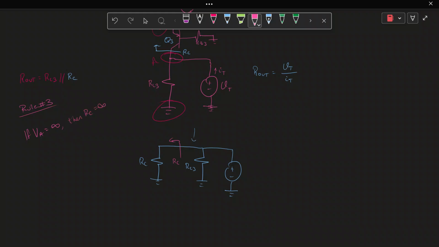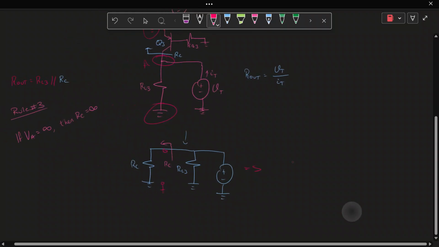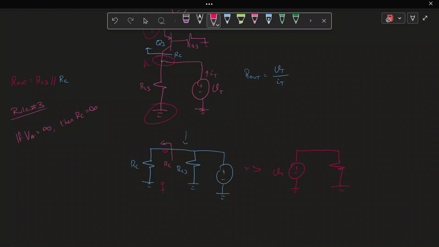So what does that tell you? Well, that tells you this is an open circuit. So what this can be modeled as now is a test source. I'm going to write this a little backwards now. Test source in parallel with RC3 in parallel with an open circuit, which is essentially nothing. So what is R out? If R out is this, R out must be RC3.